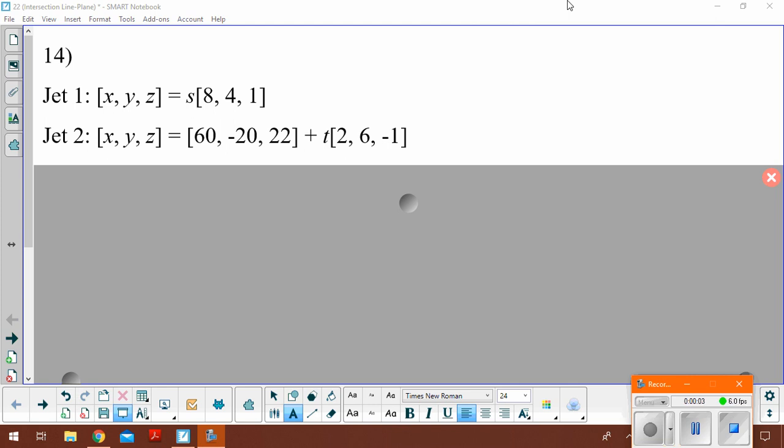Hello, everyone. This is the homework take-up for the distance between lines and points in a line. Okay, so let's take up number 14 and 15 from the textbook.